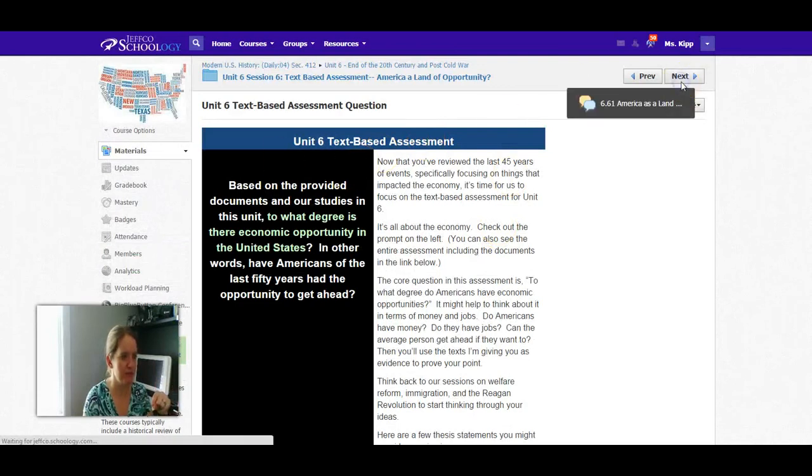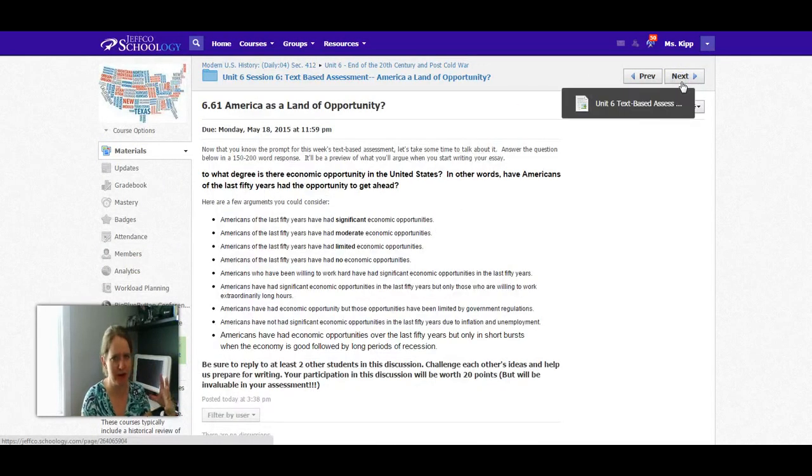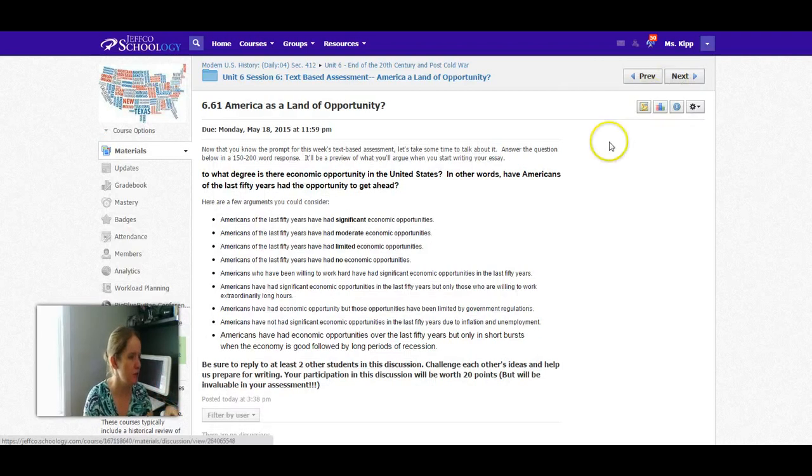So that's the prompt. Our next step, we're gonna pick each other's brains about how to argue this. And so you're just gonna respond to: To what degree is there economic opportunity in the United States? Throw out there what you think you might argue.